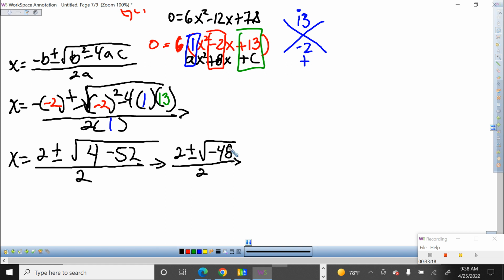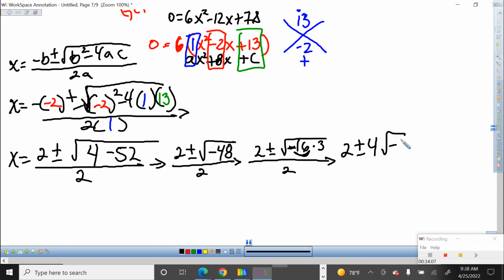How about we break this down into two factors. I'm going to rewrite this. This is 2 plus or minus the square root of negative 16 times 3, over 2. So far, is it okay? Yes? All right. For right now, I'm going to leave a negative in there, but what is the square root of 16? Plus or minus 4, right? So we get 2 plus or minus 4 square root of negative 3, over 2.